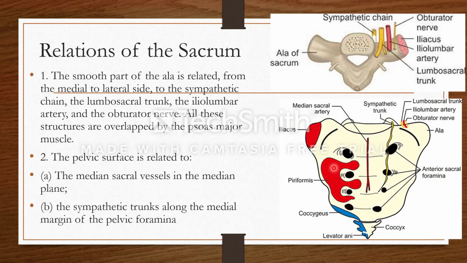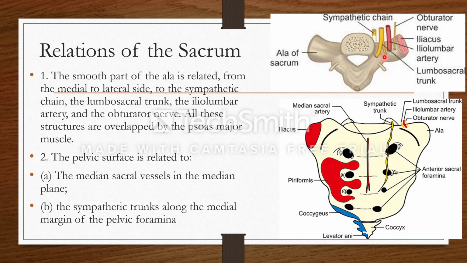Now some relations of the sacrum. The rough lateral part of the ala has given attachment to the iliacus muscle, and there was the lumbosacral ligament, and there was the ventral sacroiliac ligament which was attached to its margins. Now we have to discuss what are the structures which are related to the smooth anterior part of the ala of the sacrum.